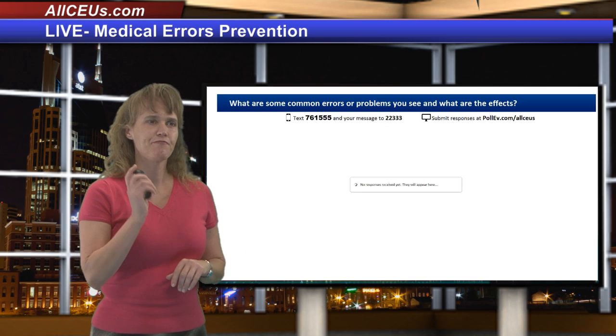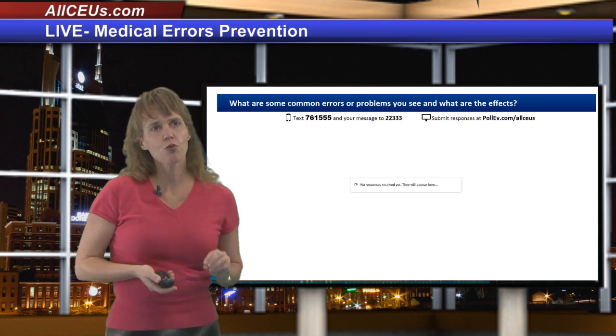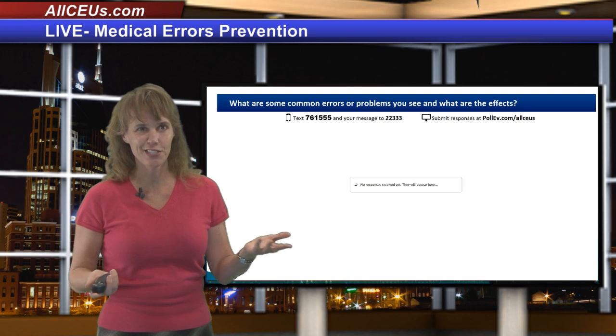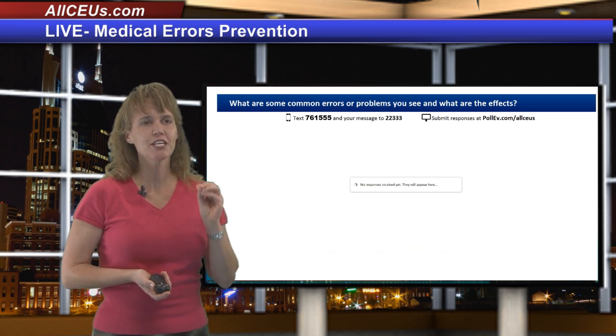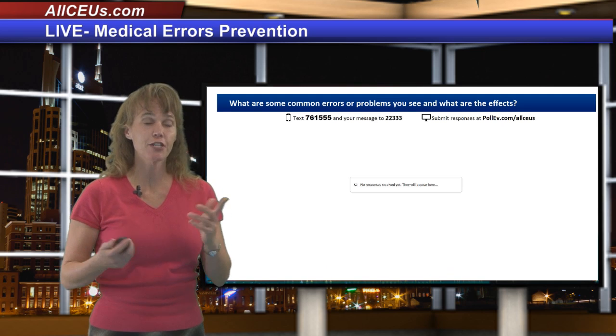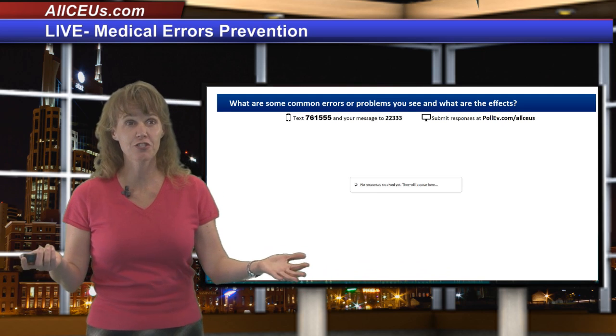All right. So one of the first questions I have for you is, what are some common errors, medical errors specifically, or problems that you see, and what effects do those medical errors have on your patients and potentially your patient's family?